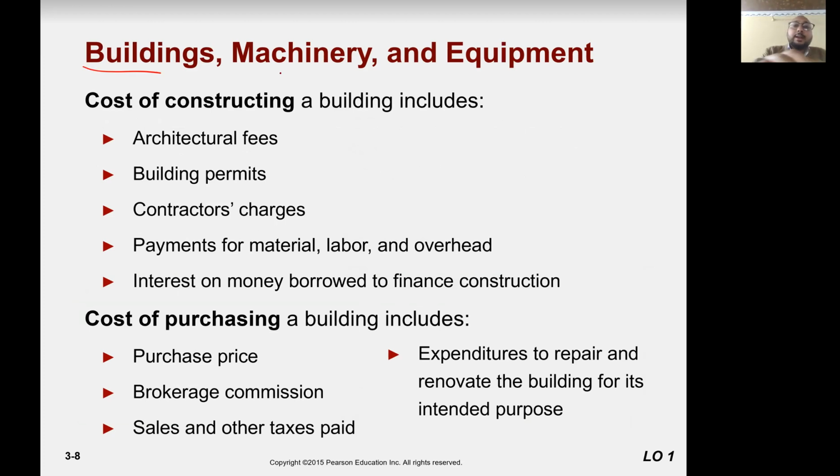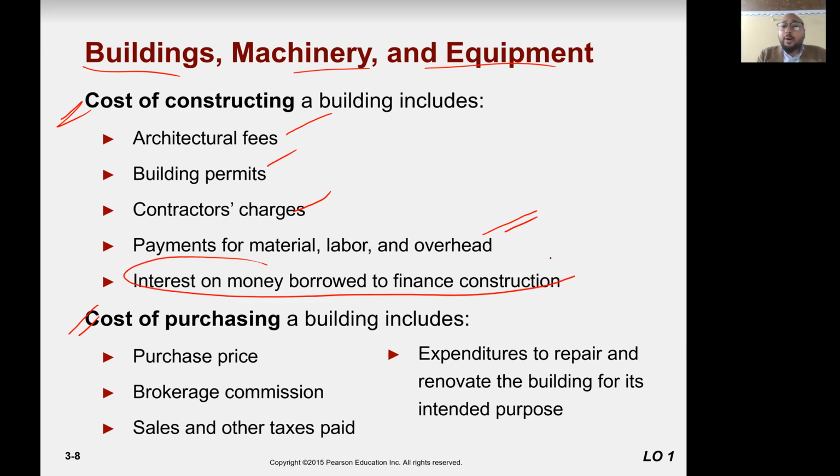Now, the cost of building and machinery. So we have cost of construction and cost of purchasing. Building, machinery and equipment can be acquired in two ways. Number one, if you construct it or if you purchase it. So if we talk about the building we construct, all the fees that we pay, taxes, permits, charges, architectural fees, payment of material, labor, manufacturing overhead, and any interest paid on the borrowed fund that is used for construction.